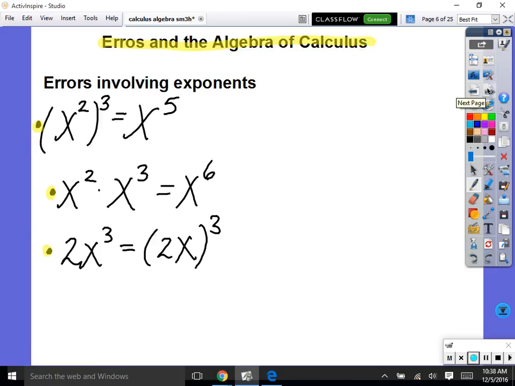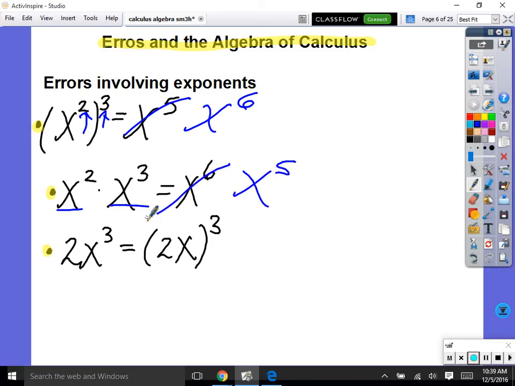Next one, errors involving exponents. People will see you raise a power to a power and they'll add. But when you raise a power to a power, we multiply. So that's not true. It should be x to the 6, right? Then when people see these things being multiplied, when they see the bases being multiplied, they'll multiply the exponents. That's not true. When you multiply the same base, you add your exponents. So it should be x to the 5th.